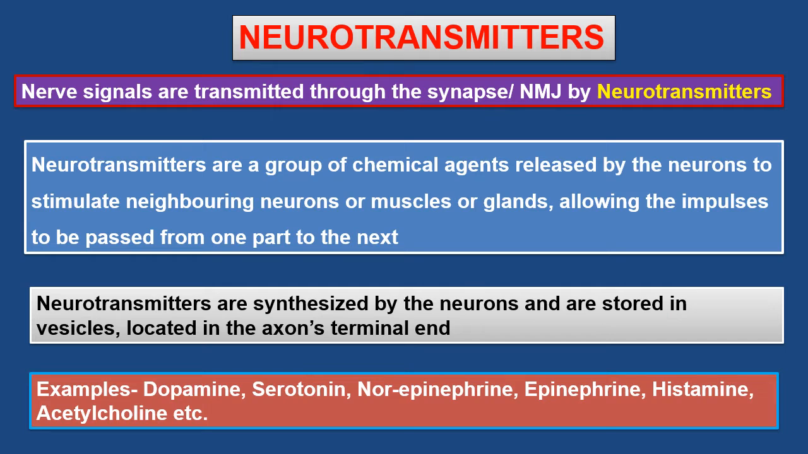Actually, neurotransmitters are synthesized by the neurons and are stored in vesicles located in the axon's terminal end. Some neurotransmitters are dopamine, serotonin, epinephrine, norepinephrine, histamine, acetylcholine, etc.